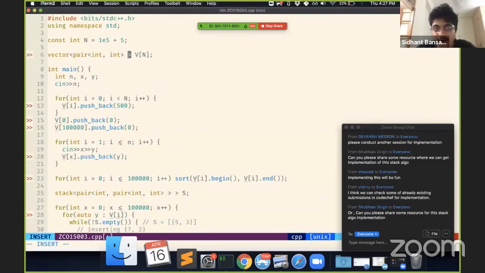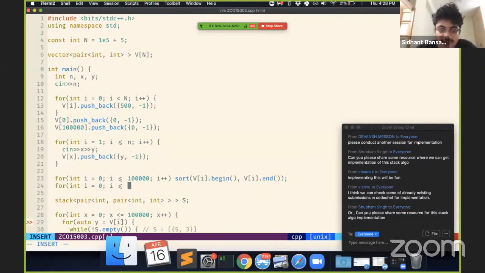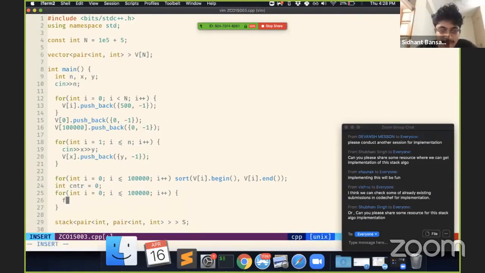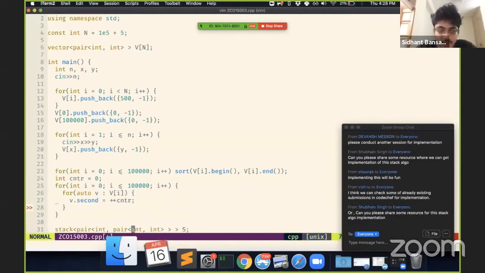So each X comma Y coordinate will also have an ID. I want an ID also, right? So each X comma Y coordinate needs to have an ID. That is, which point is it? Is it the first point? Is it the second point? Which point am I talking about? So initially all the IDs are set to -1. Okay. Once I sort all the guys, then what I'll do is I'll set counter to 0 and I will loop over all the guys and say v dot second equals plus plus counter. So here I'm just setting all the IDs in this code.